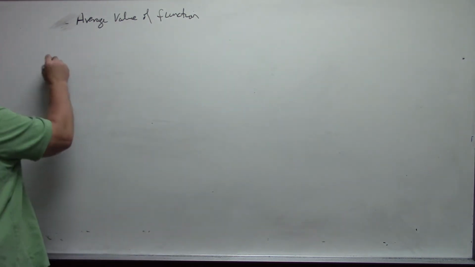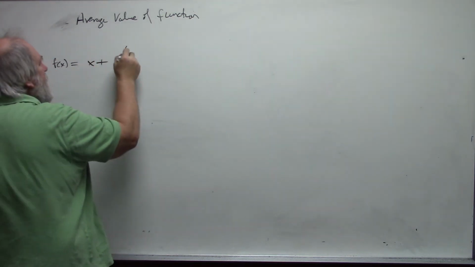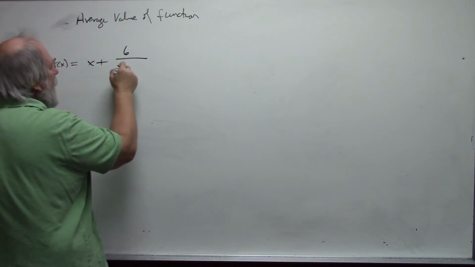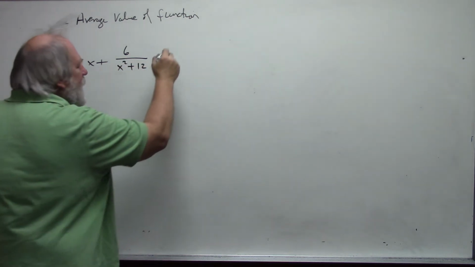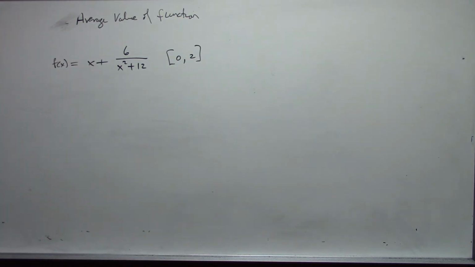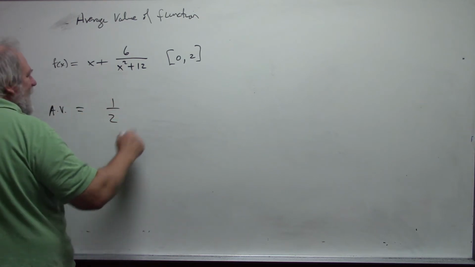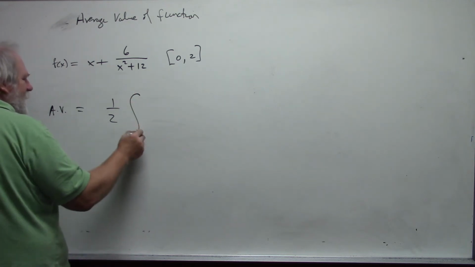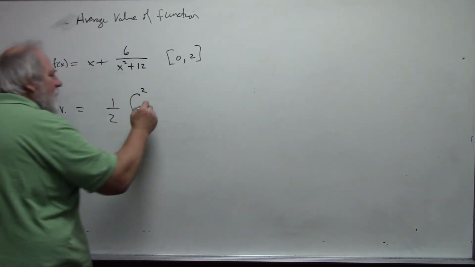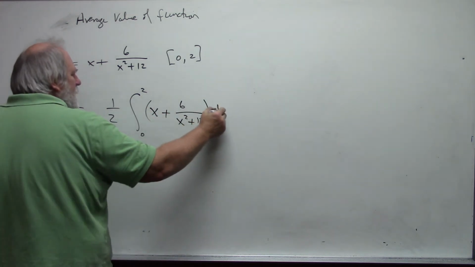Suppose I have f of x is equal to x plus 6 over x squared plus 12 on the interval from 0 to 2. Okay, we have a continuous function over that interval. We can find the average value. As I mentioned, the average value is going to be 1 over 2 minus 0, the integral from 0 to 2 of x plus 6 over x squared plus 12 dx.